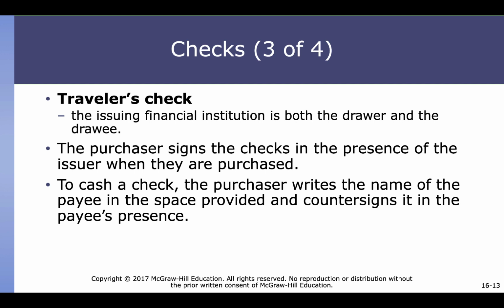institution is both the drawer and the drawee, and the purchaser signs the check in the presence of the issuer when they're purchased, and then when they want to use them, they essentially sign them again. They write their name, they write the name of the payee, and then they countersign the check in the payee's presence.